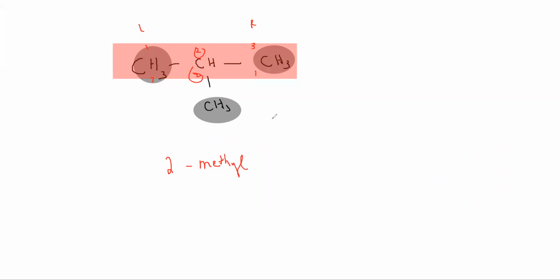So it's 2-methyl. How many carbon atoms in the chain? There are 3 carbon atoms in the main chain. So if there are 3 carbon atoms, we call that prop. And because there is a single bond, we say ane. So it is 2-methylpropane. Is it clear?